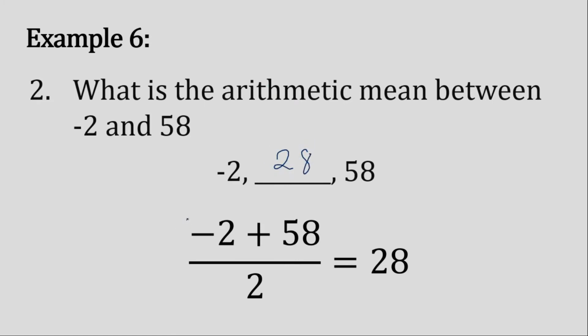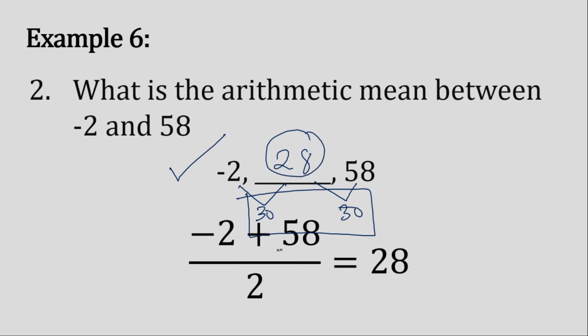Let's check if this is correct. 28 minus -2 is 30. Then 58 minus 28 is 30. We have a common difference of 30, therefore it is an arithmetic sequence, and 28 is an arithmetic mean.